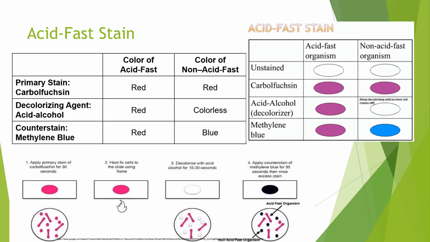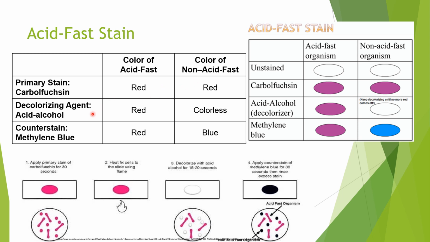So the acid fast stain procedure, again, one more time, you've got to start with a smear. Make sure your smear is thin on that slide. You're going to go ahead and add a primary stain called carbolfuchsin. Carbolfuchsin is red in color. All cells at this point are going to appear red. So whether it's acid fast or non-acid fast, they're both going to appear red.